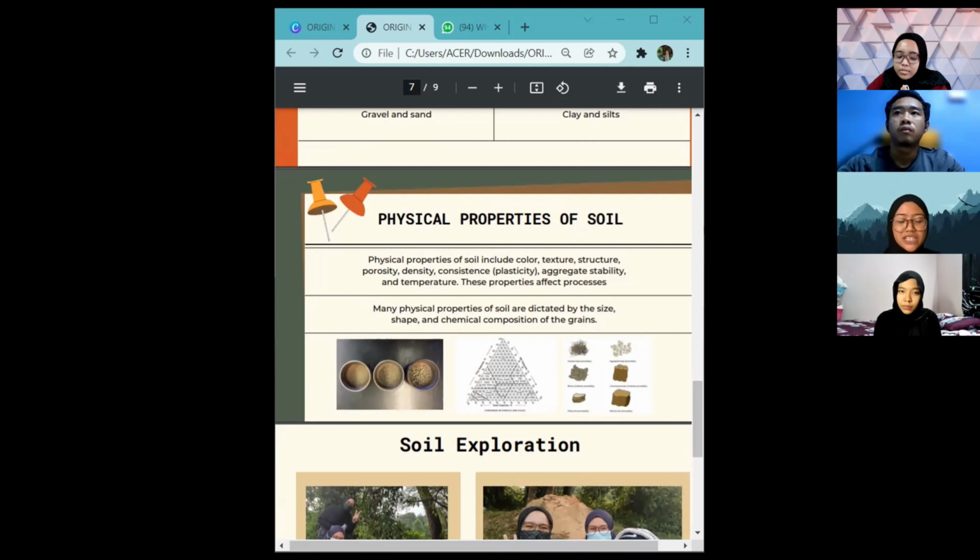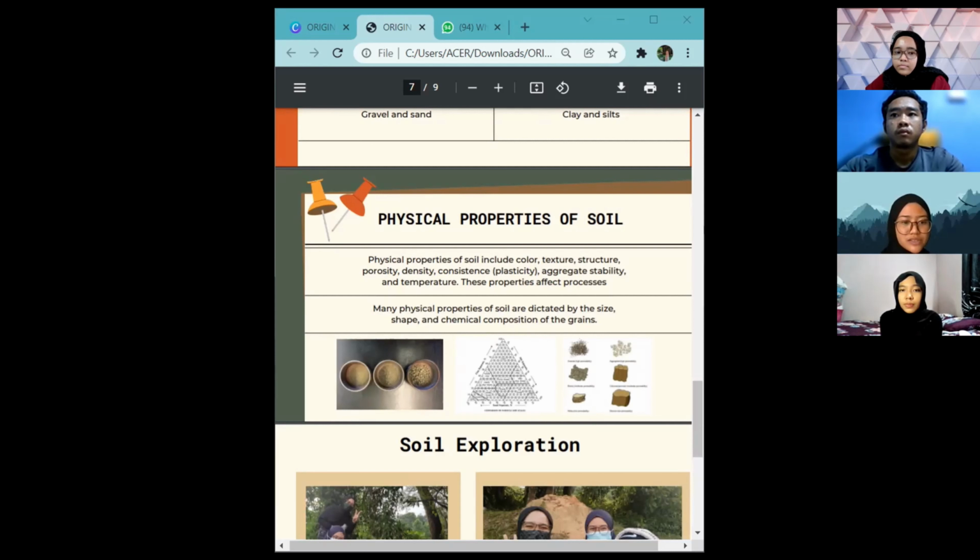These properties affect the processes. For example, as we have gone to the lab, we have all seen how the process of separating works, which is soil sieves used to determine soil texture. Soil texture describes the distribution of these different size particles in soil.